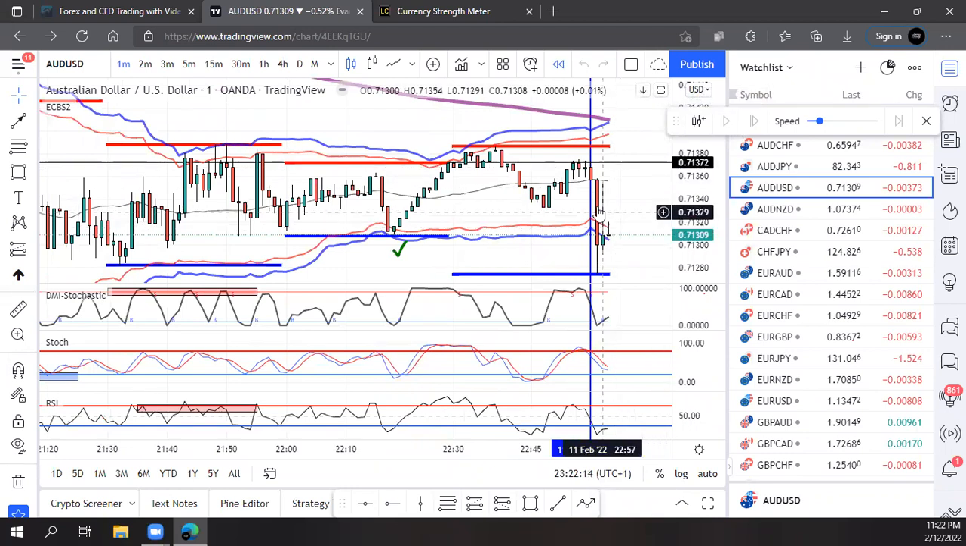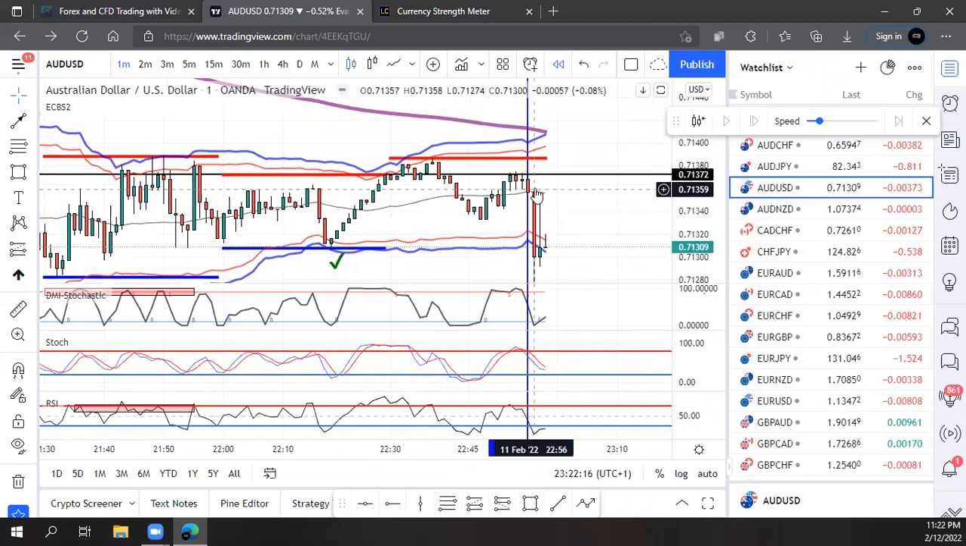Look at this, right? So 3 minutes. If you entered on this candle, 1, 2, and 3, you'd have cleared this trade.